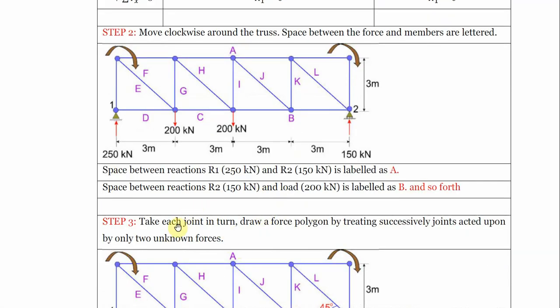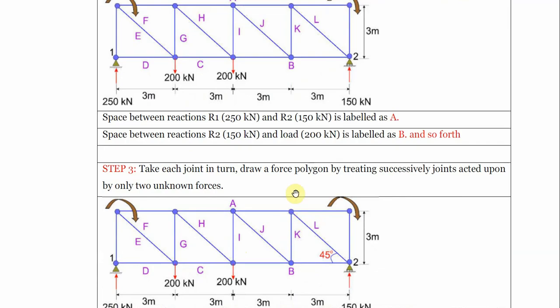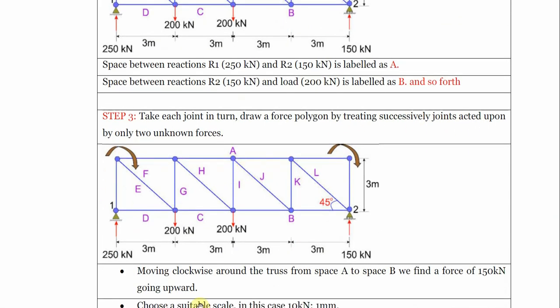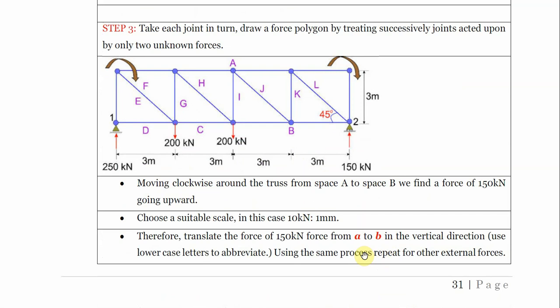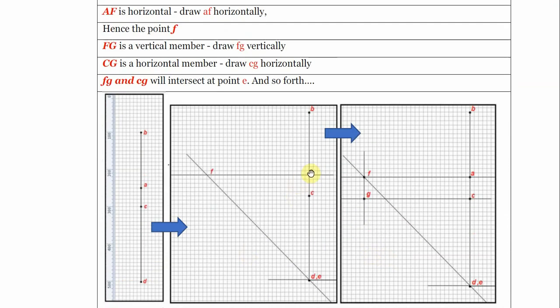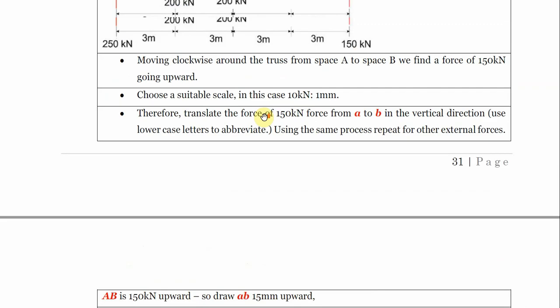Now, the next thing is that we take each joint in turn and draw a polygon of forces, treating successive joints acted upon by only two unknown forces. Moving clockwise around the truss from space A to space B, we find how many forces there are. This is the only force, 150. So this 150 is going upward, and we draw it upward, like this. A to B, we draw it upward. Then we come back again.